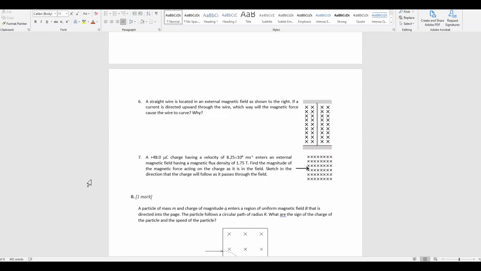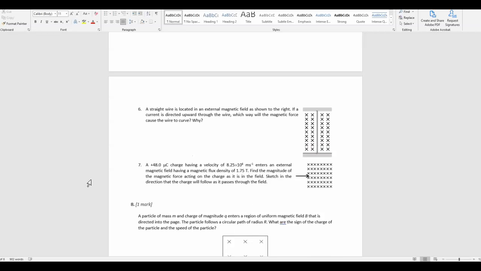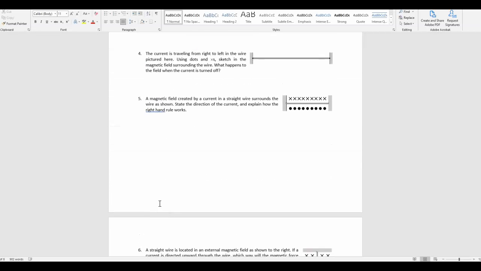Question 6. It says a straight wire is located in an external magnetic field as shown to the right. If a current is directed upward through the wire, which way would the magnetic force cause the wire to curve and why? Really quickly, before we talk about number 6, I want to go back to number 5. I need to make sure you really understand what's happening here conceptually.